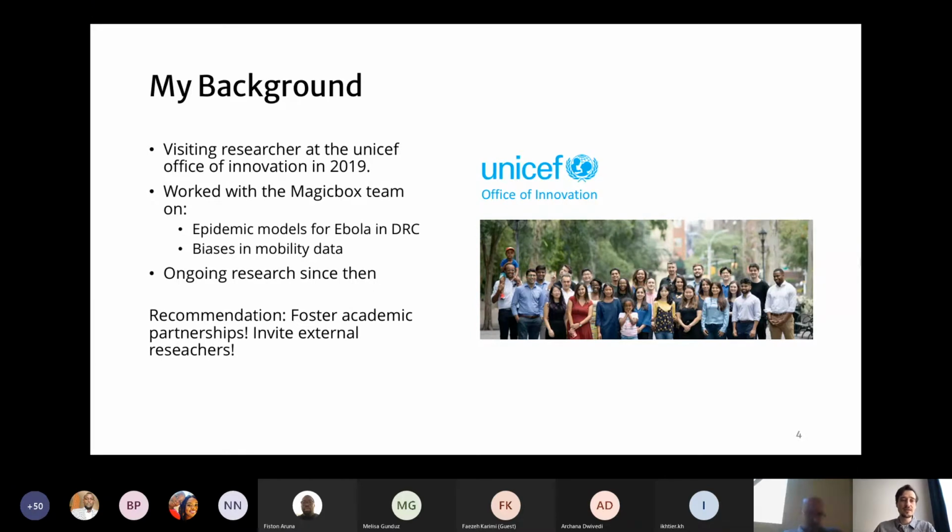And this academic connection that we have established has been ongoing since then and very fruitful. And so if you want to stop listening now, I just want you to take away one thing: seek these partnerships with academia and invite external researchers, because I was only there for a brief period of time, but this has led to a very fruitful collaboration for all involved, and was a great experience.